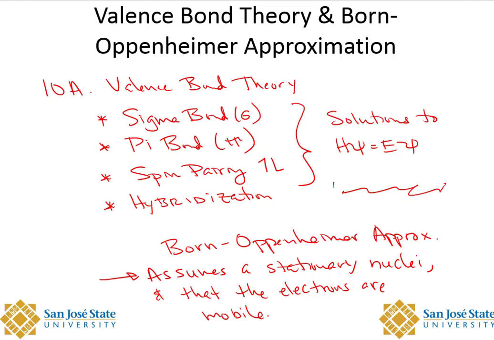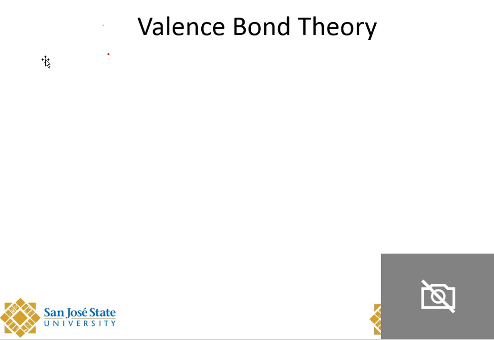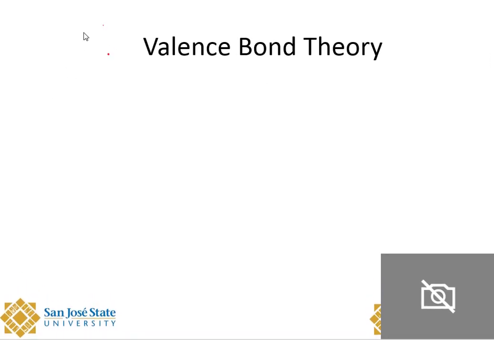Now, the Born-Oppenheimer approximation assumes stationary nuclei and also assumes that the electrons are mobile. And when this is the case, then we make our equations for the Schrodinger equation and then get our necessary solutions. Now, for a diatomic molecule, we should go ahead and begin with the simplest diatomic molecule we possibly can, which is H2.